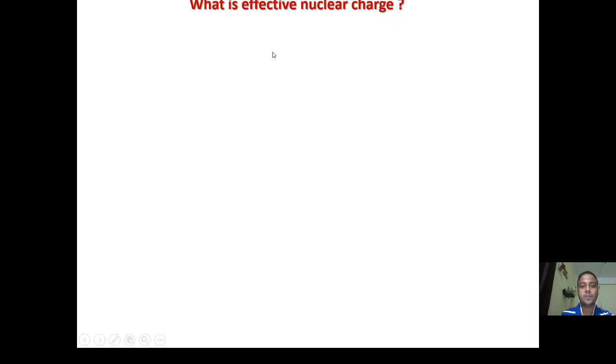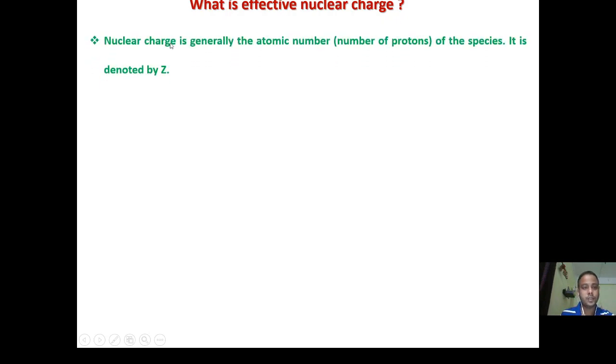However, effective nuclear charge may vary to some extent depending upon the number of electrons present in the system. Nuclear charge is generally the atomic number or number of protons, as I mentioned, of the species. It is denoted by the letter Z.